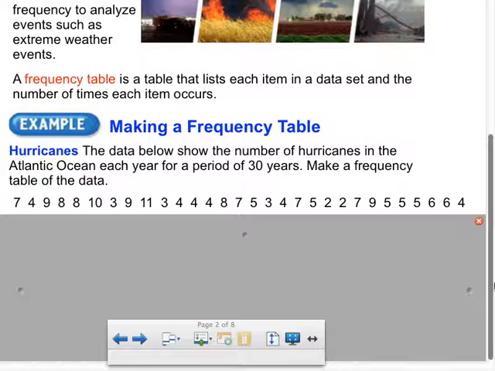What I want you guys to do, take a look at this example. We're going to be making a frequency table. Hurricanes. The data below shows the number of hurricanes in the Atlantic Ocean each year for a period of 30 years. Make a frequency table of the data.